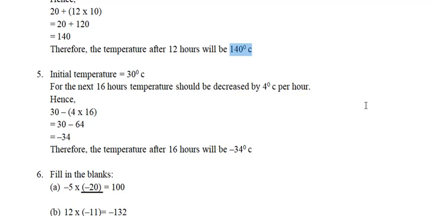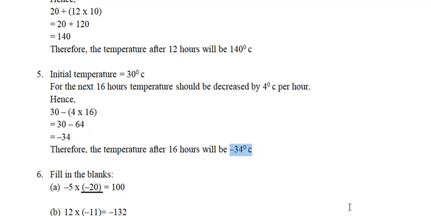So 30 degrees is the already existing or initial temperature, and it should be reduced. Hence we have put the minus sign out here, because you need to decrease the temperature by 4 degrees Celsius per hour. So for the next 16 hours you will be decreasing the temperature, and 16 into 4 will be how much? 64. So 30 minus 64 will be minus 34. Hence the temperature will be minus 34 degrees Celsius after 16 hours.